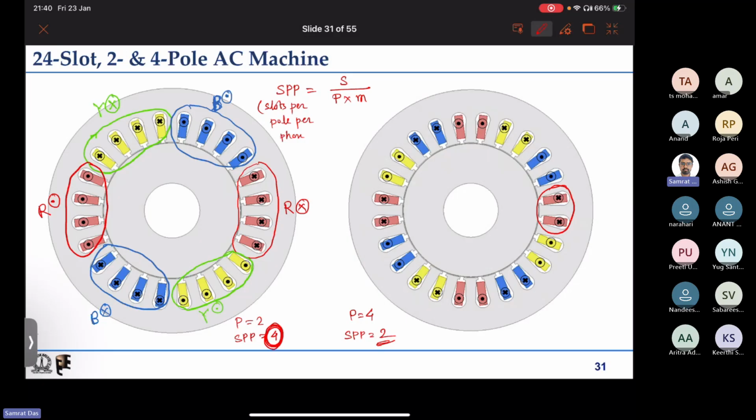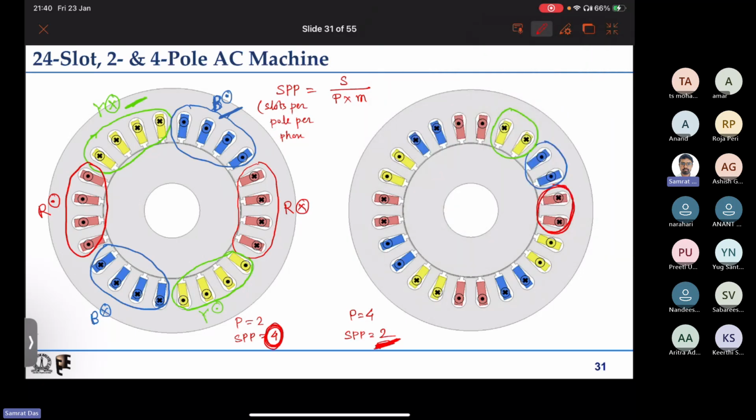Now if I have to follow the same process for this case of SPP equal to 2, first I have to fill in 2 slots with red cross. So this is the first case. Next I have to move to blue dot, right? So next blue dot I fill in 2 slots. Next my sequence tells me yellow cross. I fill in 2 yellow cross.